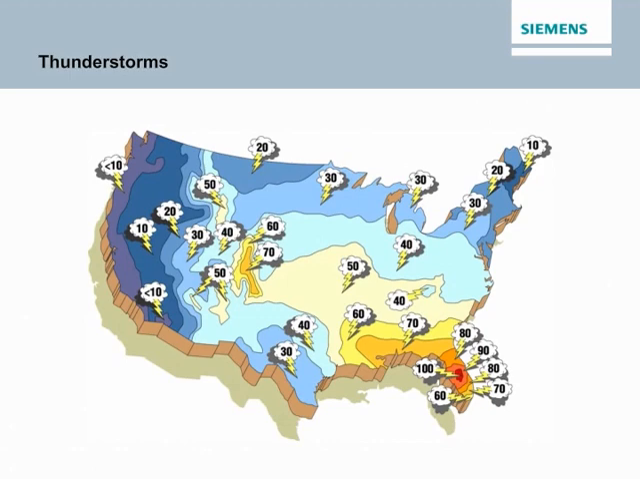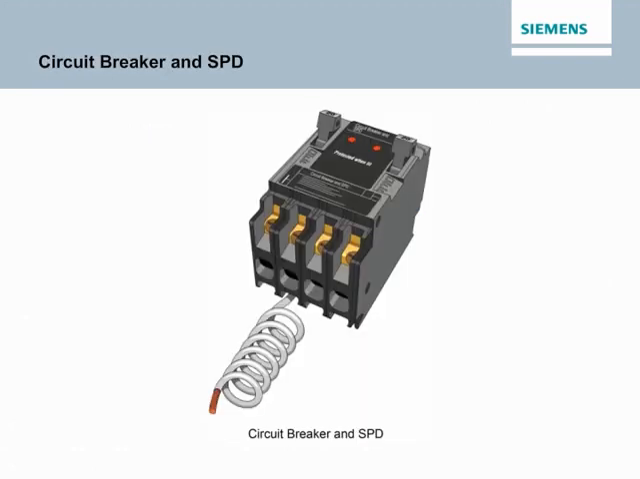An average lightning strike causes a current of 25,000 amps. This map shows the approximate average annual number of days with thunderstorms in various regions of the United States. Siemens offers a variety of devices intended to minimize damage from electrical surges. One of these devices provides point-of-entry surge protection and also incorporates two one-pole circuit breakers.